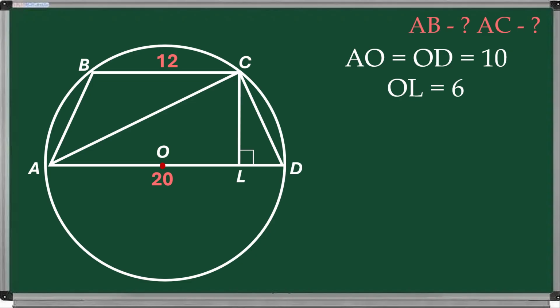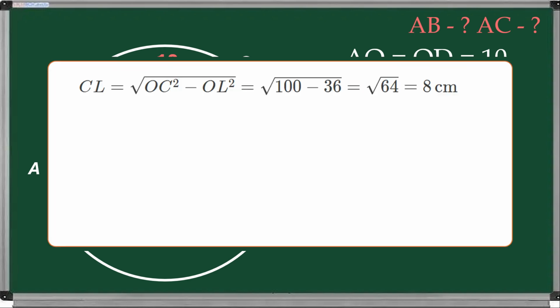Draw a perpendicular from C to AD, and let's call the intersection point L. This line segment CL represents the height of the trapezoid. Since the shorter base is 12, the segment from the center O to the point directly below C on the longer base will be half of the shorter base, so OL is 6. Now, consider the right-angled triangle CLO. We know the hypotenuse OC is 10, and one leg OL is 6.